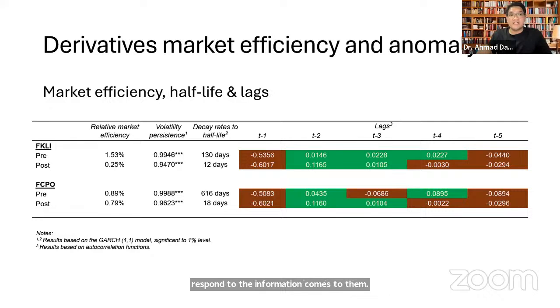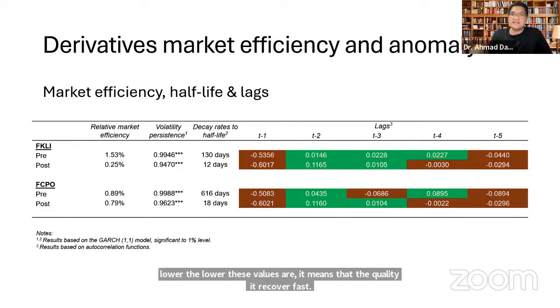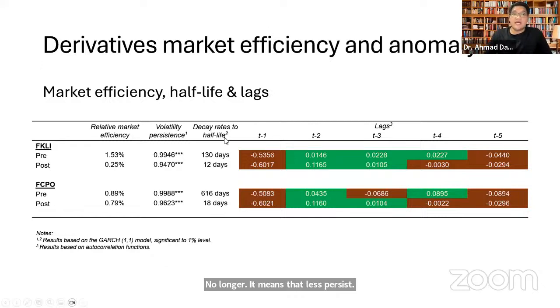Okay, for the volatility persistence, we can say that the lower these values are, it means the volatility persistence recovers fast. No longer means that it is less persistent. And the decay rates before and after COVID, you can see, are significantly lower. For those of you learning about econometrics, you're probably familiar with autocorrelation.